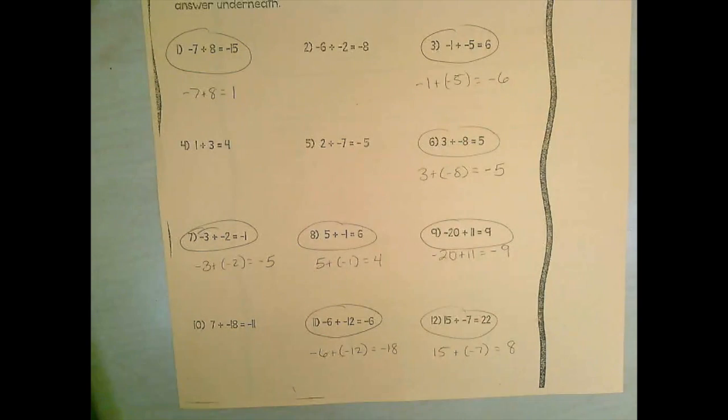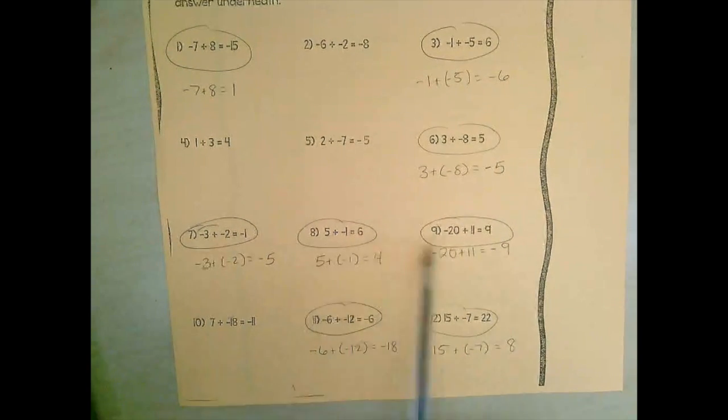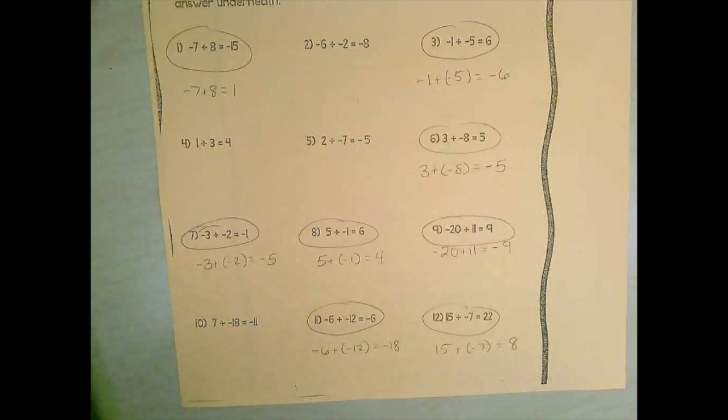Welcome back. How'd you do? You should have circled numbers 1, 3, 6, 7, 8, 9, 11, and 12. It may be helpful to rewrite each problem. For example, number 8 has 5 plus a negative 1. If we write it as 5 plus and we put the negative 1 in parentheses, it helps us to separate the positives and the negatives out and keep these double signs from being confusing.